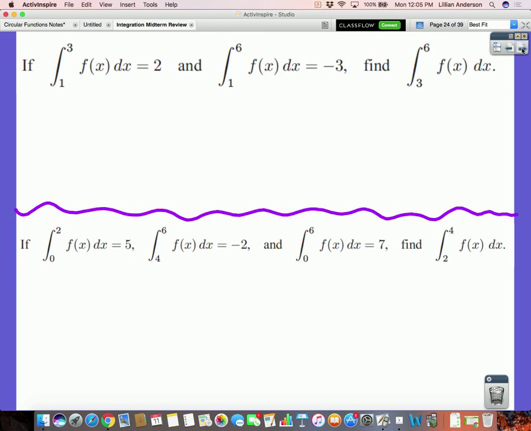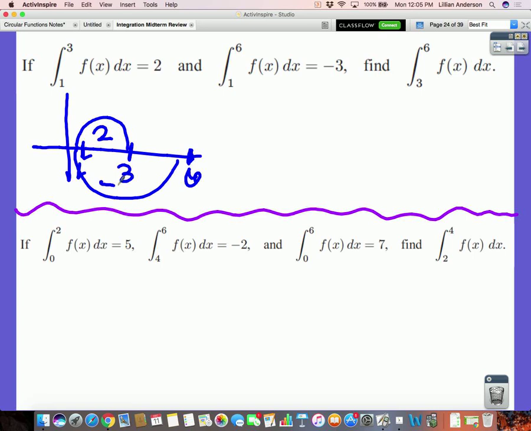If you were looking at a graph, you know from 1 to 3, the area is +2, and from 1 to 6, the area is -3. So you have +2, and here you have -3, and basically you're looking for this little area right here. What is that value? You guys agree? Yes. It'll be -5, because 2 plus a particular area has to equal -3. So that value would have to be -5. Okay?